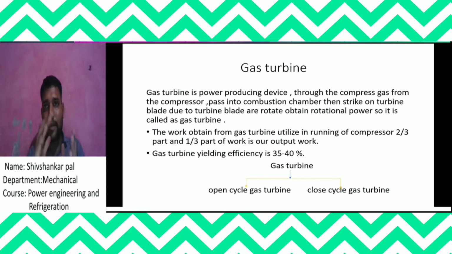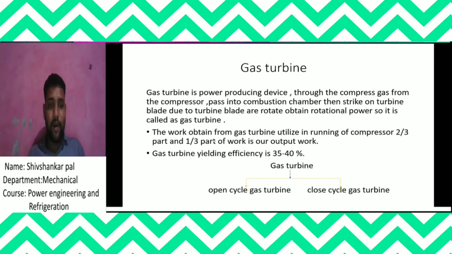That means after the combustion process, the compressed air velocity increases. With that velocity, the air jet strikes the turbine blade. Due to this, the turbine rotor rotates, so we obtain useful mechanical energy on the shaft, that is known as the gas turbine.